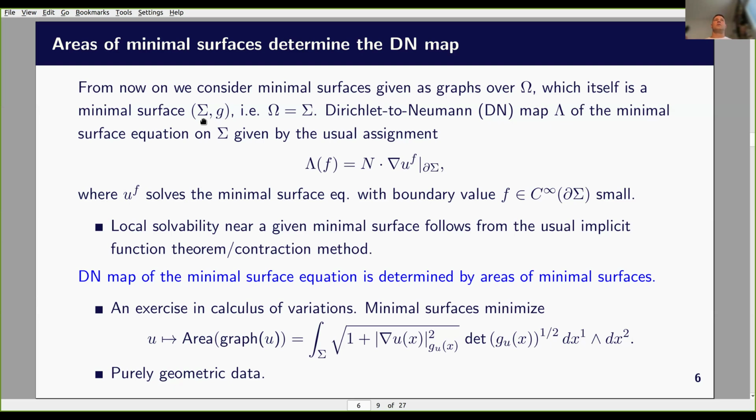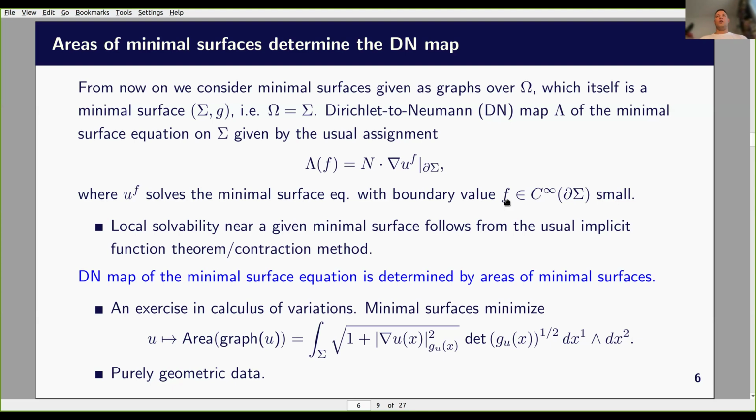So this is a two-dimensional Riemannian surface. Given this minimal surface sigma, the Dirichlet-Neumann map is given by the usual assignment. How? Well, you take a boundary value f for the minimal surface equation, which you saw in the previous slide. Then you solve the minimal surface equation to get the solution, which is u_f. And from that u_f, you compute its normal derivative on the boundary. So that gives you a mapping from boundary functions to boundary functions. It's the usual way to define a Dirichlet-Neumann map.